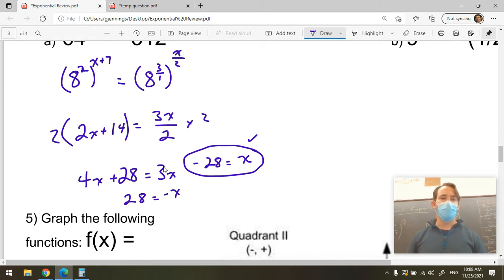If you didn't multiply by 2 here, then you would just subtract 2x from both sides. You would have 3x over 2 minus 2x. That's minus 4x over 2. 2x is the same thing as 4x over 2. When you're subtracting fractions, you need to create a common denominator.